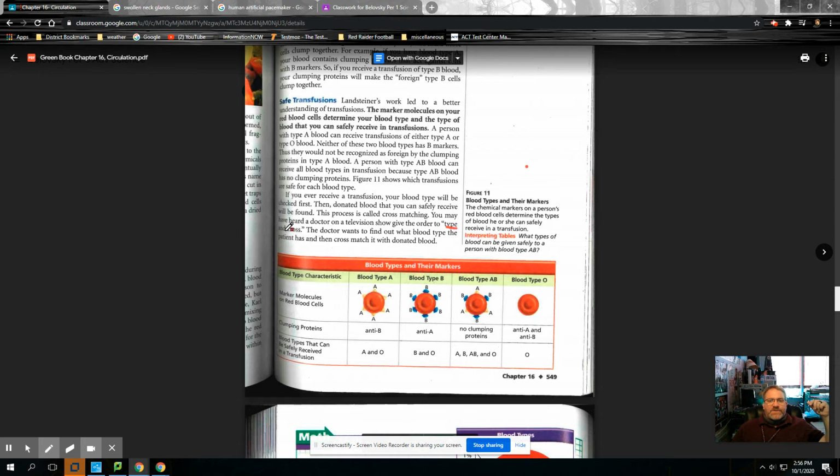Okay, right here is the term. What does it mean? Type and cross is when the doctor wants to find out what blood type the patient has and cross match it with donated blood. So in other words, they'll tell the nurse, find out what type of blood this patient has, and then call and check the blood bank and see if we've got some of that blood that they can send over to us. And lots of hospitals have a blood bank. I would say most hospitals have a blood bank. They have to keep blood on hand.